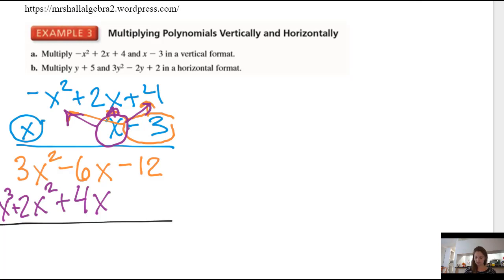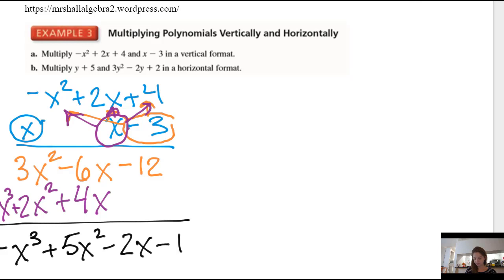And now I will add those products I just got, combining like terms. I have negative x cubed plus 5x squared minus 2x minus 12. Okay, honestly, I don't know a lot of people that set it up like this, but you can.